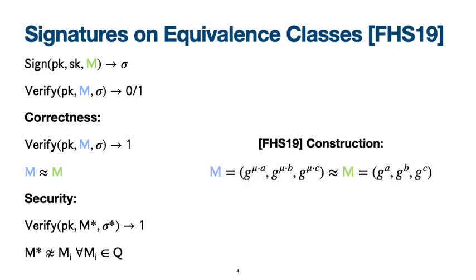Now, the construction in that paper considers messages which are vectors of group elements, and a message is considered to be equivalent if it's a scalar multiplication. So here we have an original message M, which is g^a, g^b, g^c, and we just raise all the exponents to some random value mu, and these two messages are equivalent.